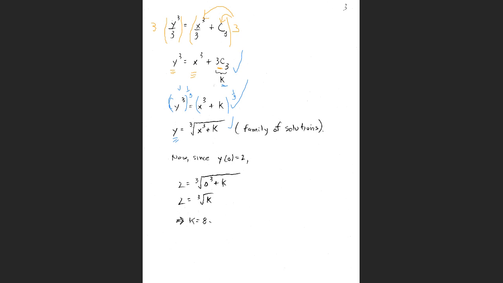But now, remember, we were told that y of 0 was equal to 2, right? If that's my initial condition, I can solve for this constant k of integration. When x equals 0, y equals 2, I substitute that in my solution and solve for k. And it turns out that k will equal 8.